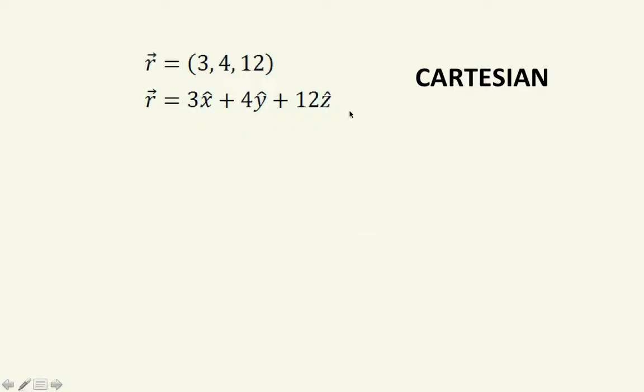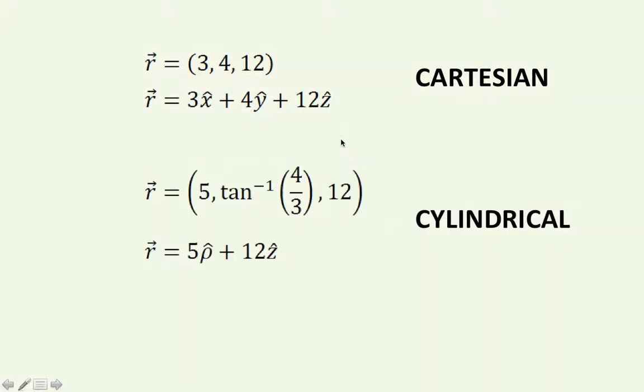For Cartesian coordinates, you should have found that the displacement vector in parenthetical notation is 3, 4, 12. In terms of unit vector notation, it should be 3x hat plus 4y hat plus 12z hat. But for cylindrical polar coordinates, you should have gotten 5, tan inverse 4 over 3, 12. And in unit vector notation, you should have gotten 5 rho hat plus 12z hat. The magnitude of r, of course, for both of these systems is going to be 13.